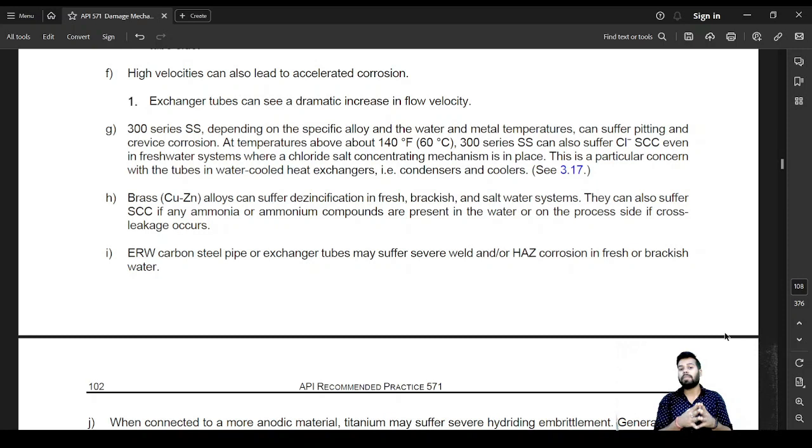Brass alloys can suffer dezincification in fresh, brackish and saltwater systems. They can also suffer stress corrosion cracking if any ammonia or ammonium compounds are present in the water, or on the process side if cross leakage occurs. ERW carbon steel pipe or exchanger tubes may suffer severe weld or heat affected zone corrosion in fresh or brackish water.